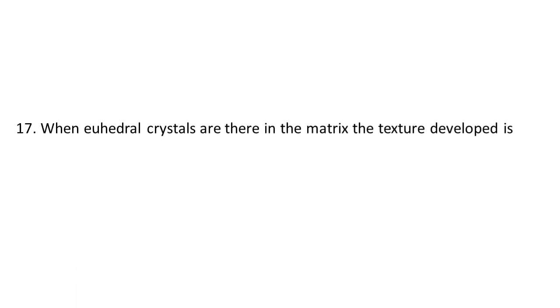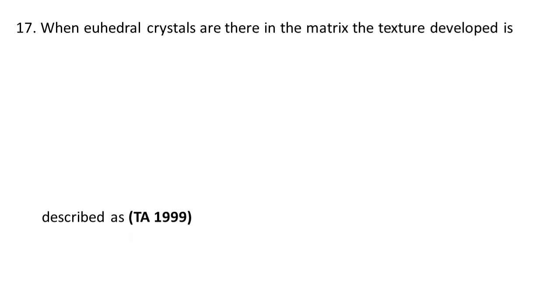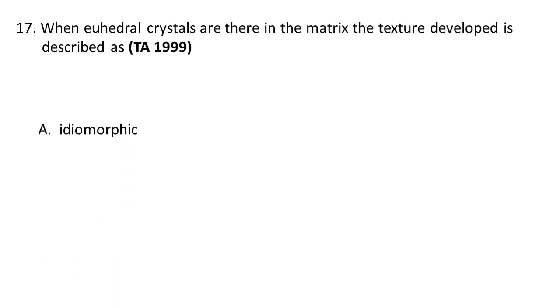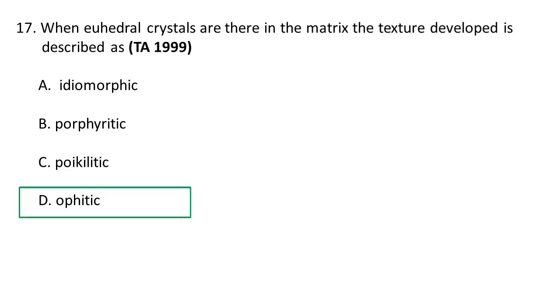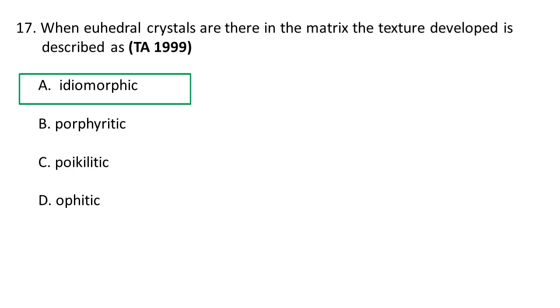Next question. When euhedral crystals are there in the matrix, the texture developed is described as A, idiomorphic, B, porphyritic, C, poikilitic, D, ophitic. When euhedral crystals are there in the matrix, the texture is known as idiomorphic. If most of the grains are euhedral, that means they are bounded by well-formed crystal faces, and the fabric is said to be idiomorphic granular. And if most of the grains are subhedral, that is when they are bounded by only a few well-formed crystal faces, then the fabric is said to be hypidiomorphic granular. Here, A is the correct option.